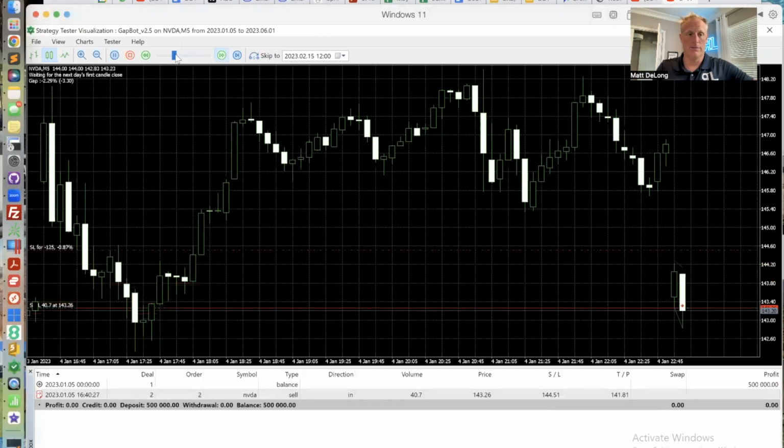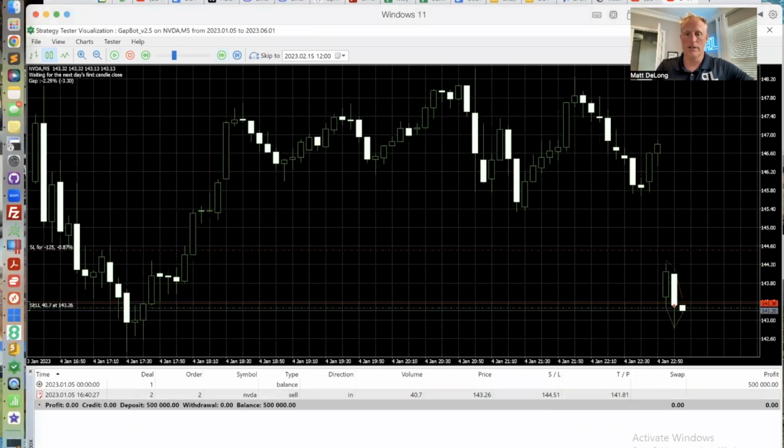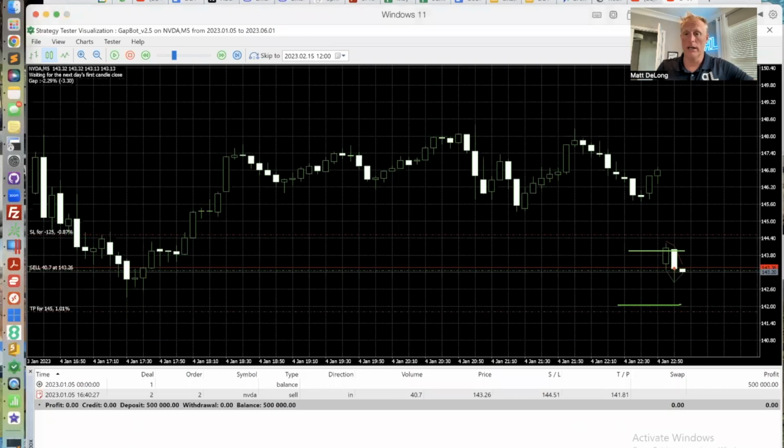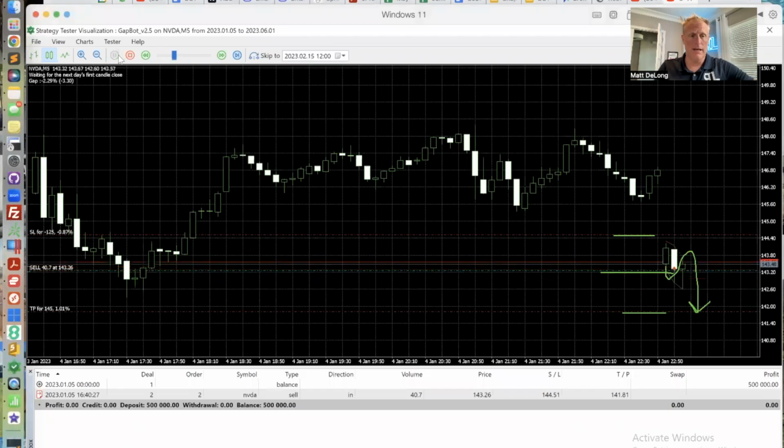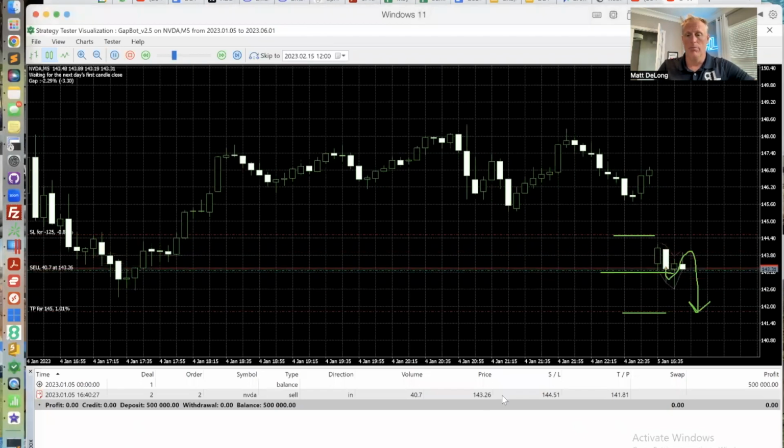So let me see if I can speed this up. There you go. So I'm going to pause this real quick so you guys can see. We did enter right here. Our stop loss is higher than our entry because we are shorting. And if I zoom out just a little bit, you'll see our take profit is down here, stop loss, entry, and again, we did break lower. So we're waiting for a move that resembles something like this. And in this case, we do have a profit target.